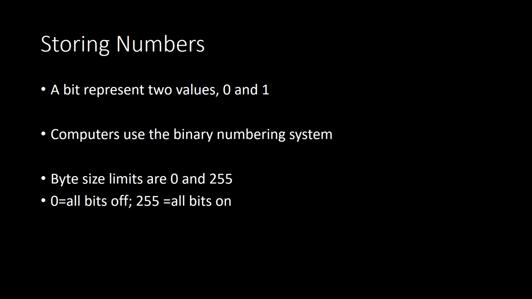Remember, a bit represents two values, a 0 or a 1. Computers use the binary number system, and byte size limits are 0 and 255. If a byte is all 0, then that means all bits are off. If it's 255, then all bits are on.